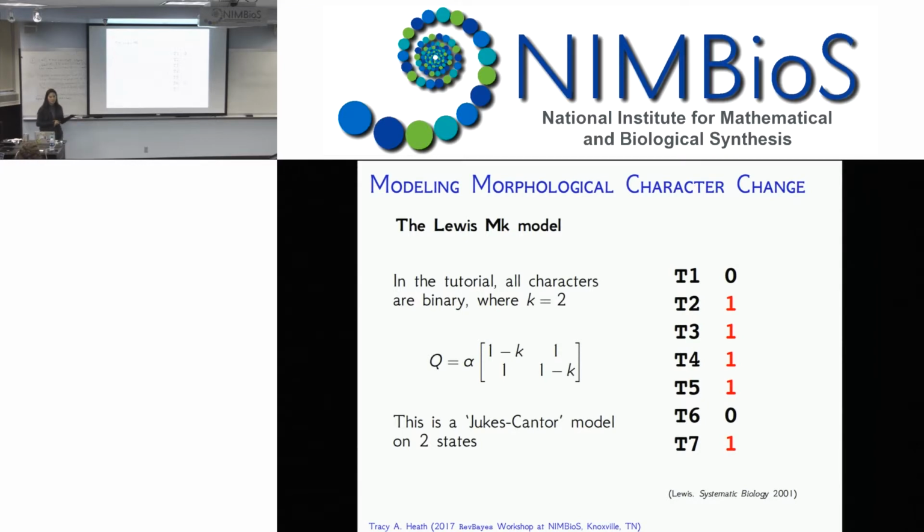And so in those cases, we might construct a model where we have a different rate of going from 0 to 1 versus 1 to 0. And if we say have several binary characters in our analysis, we might then also include among character rate variation for those as well. So you can think about a lot of the things that you might do for your molecular data, you can do for these data too.